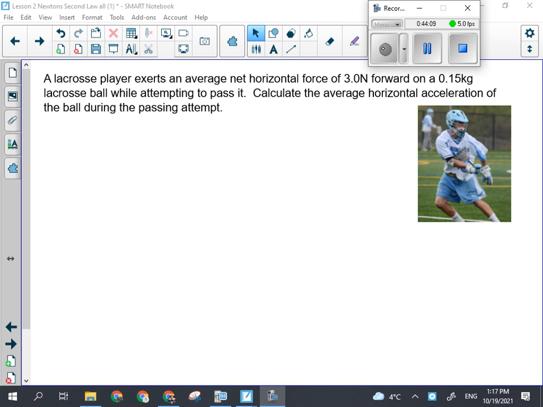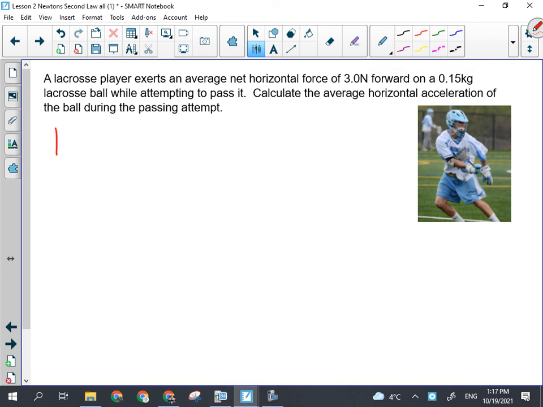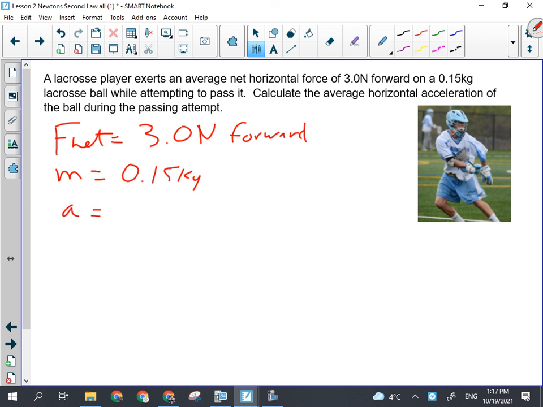Okay, how many people think they got it done? All right, so our givens in this one, we're told the net force. That makes it really easy because I don't have to do any vector sum or anything like that. Plus, there's only one force anyway. It was 3.0 newtons forward. We were told the mass, 0.15 kilograms. We were asked to calculate the acceleration.